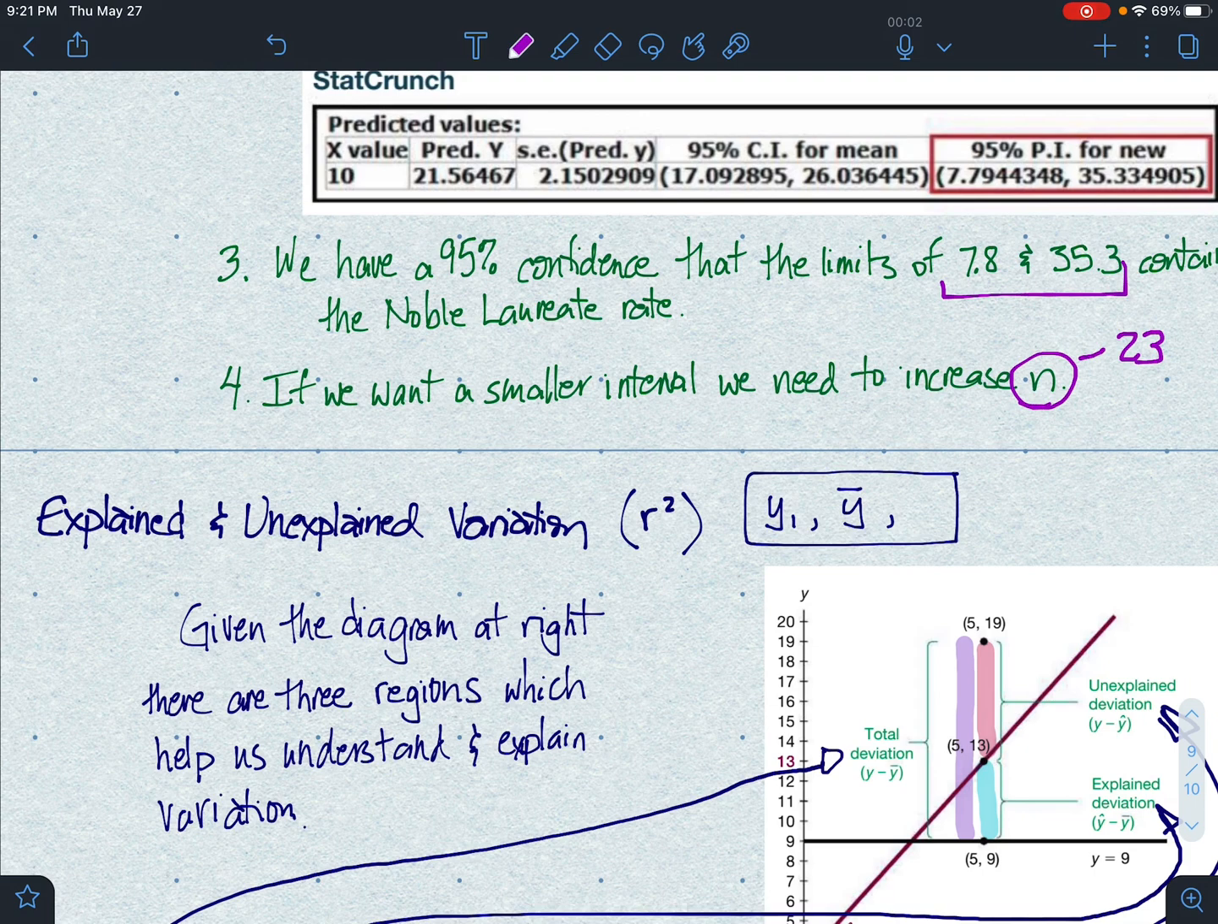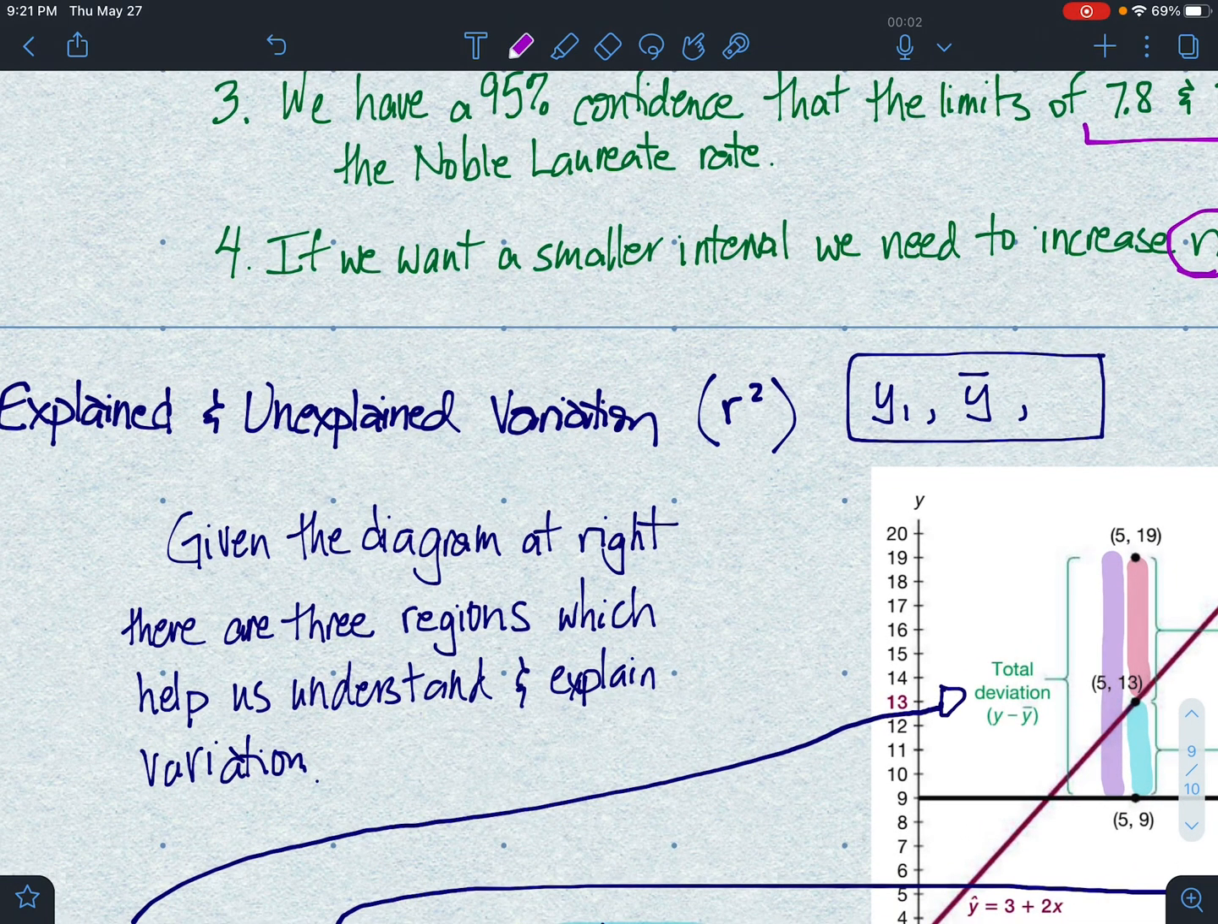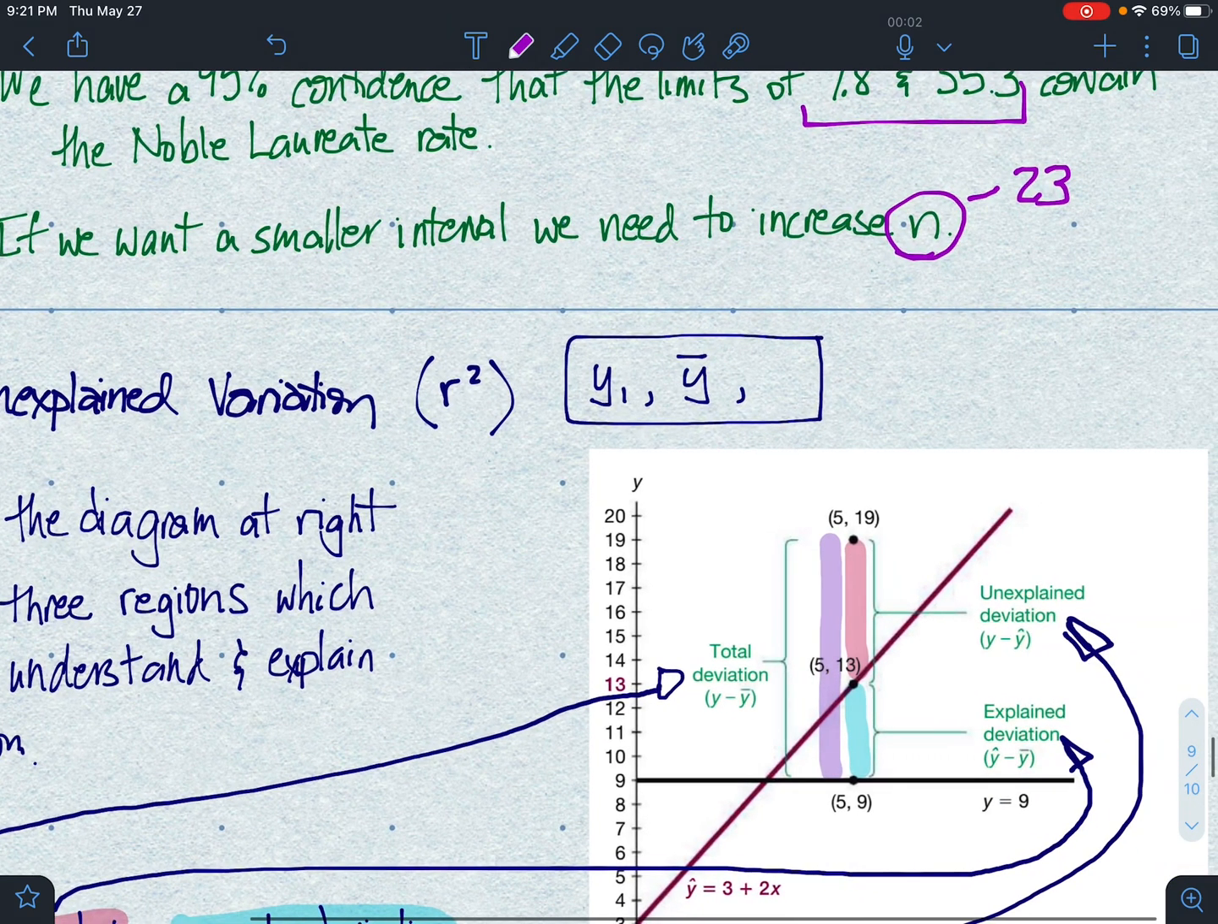The second deal in the homework is this explained and unexplained variation. This is related to r squared, the variation, and we're going to be looking specifically at a particular y value, the average y, and then what we would call the predicted, the y prime. So let me illustrate those in the diagram here. Here is our y1, here is our y hat, and here is our mean.